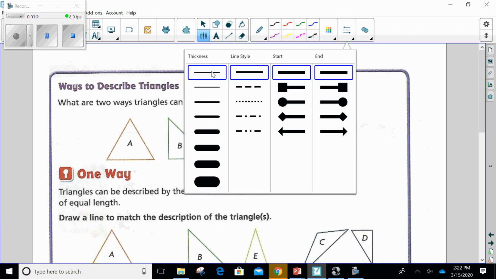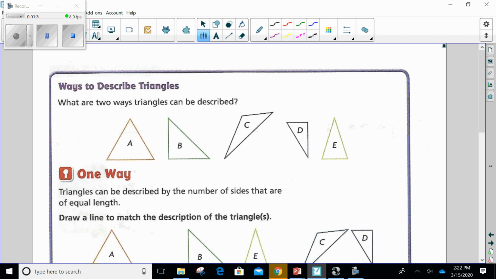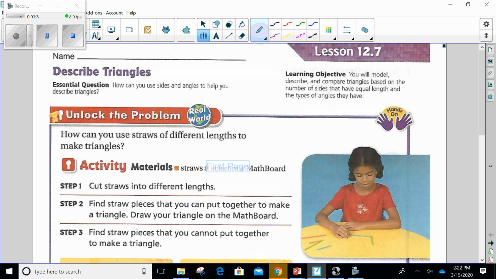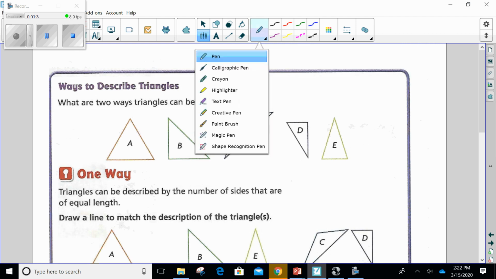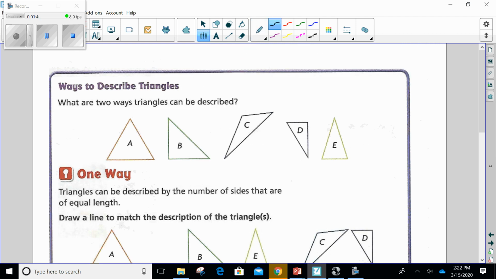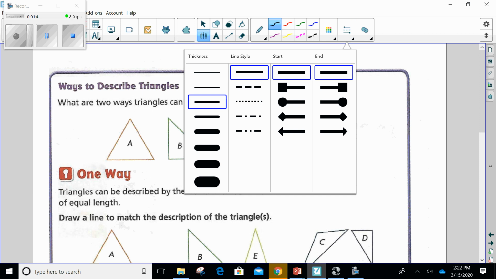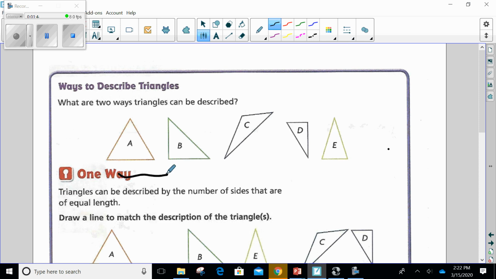Let me get my pen set up. There we go. Good. All right. So let's look at these triangles. Okay. There's our pen. Let me try it again. There we go.